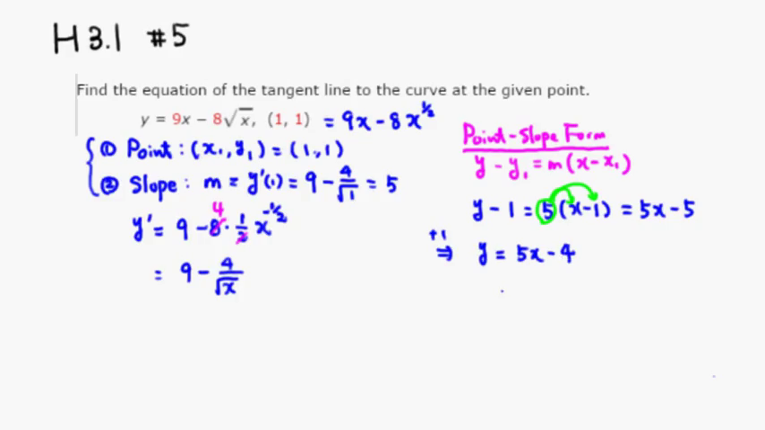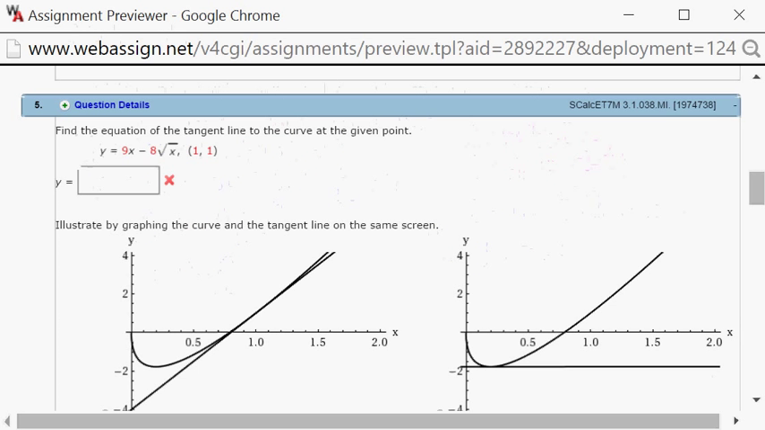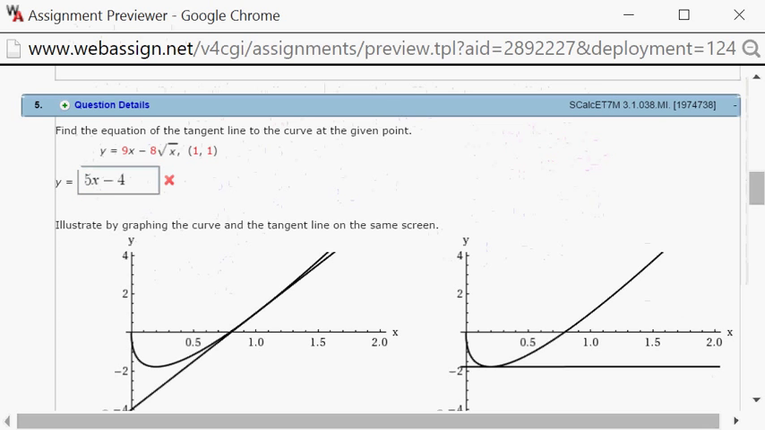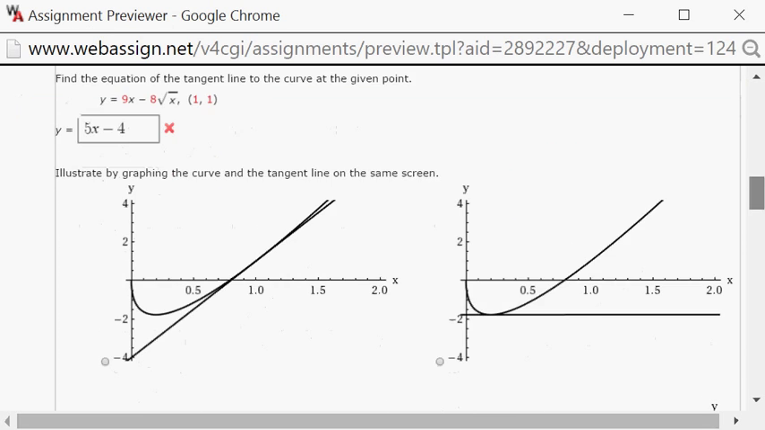Alright, so let's type it in. We got y equals 5x minus 4. And then we just find the graph.